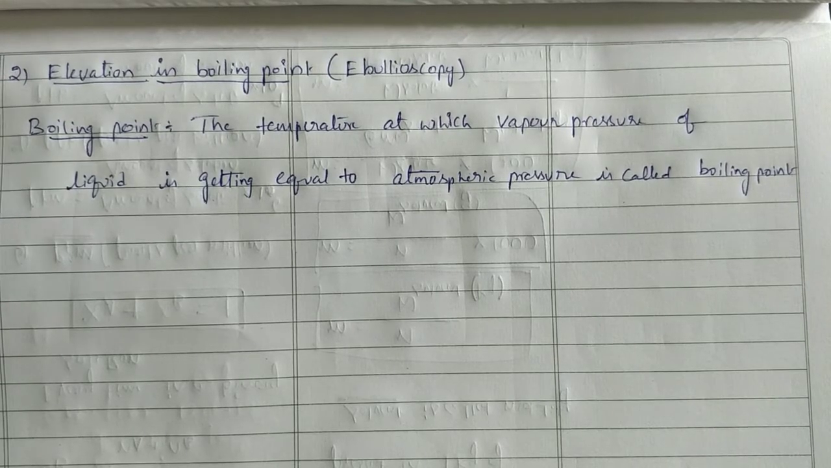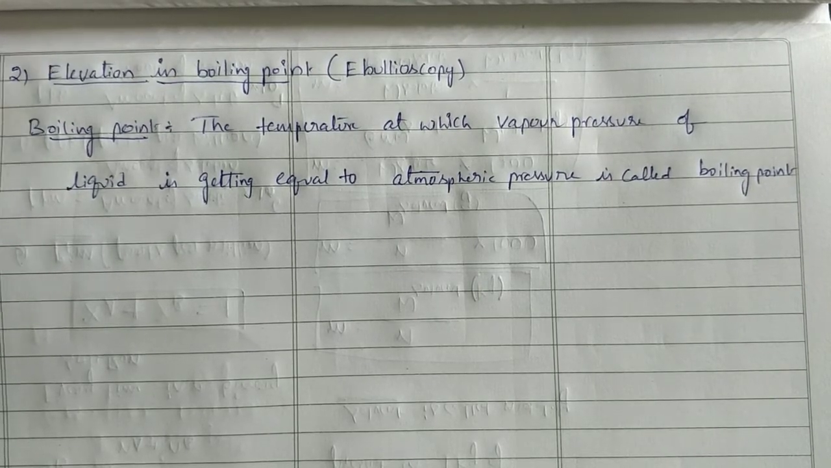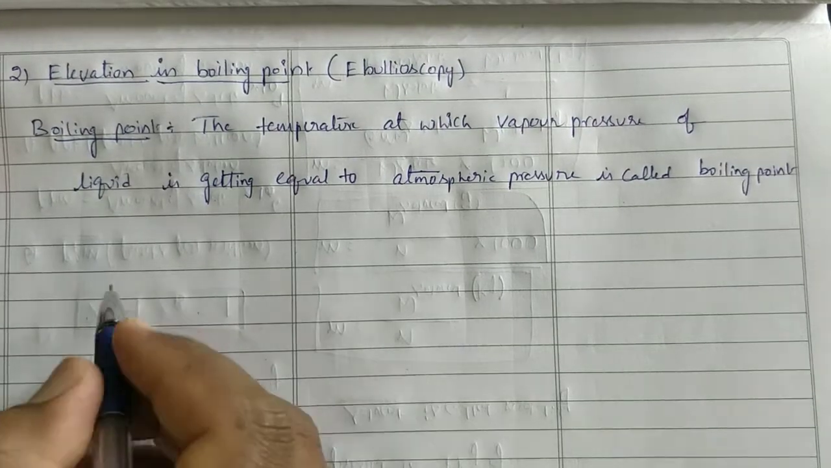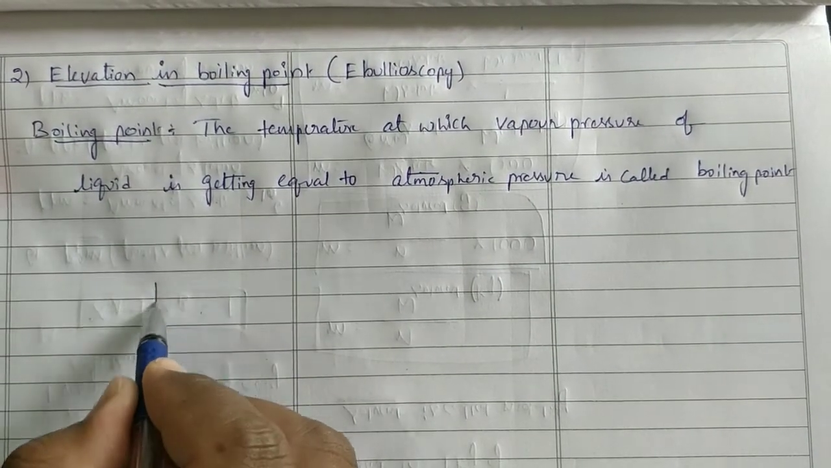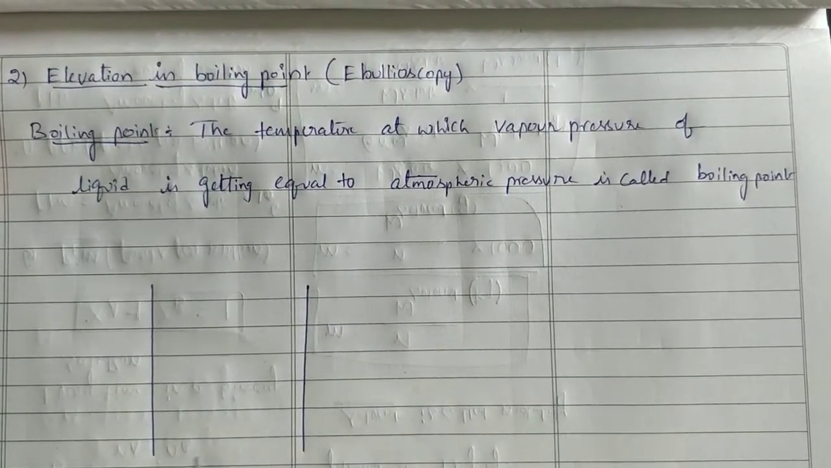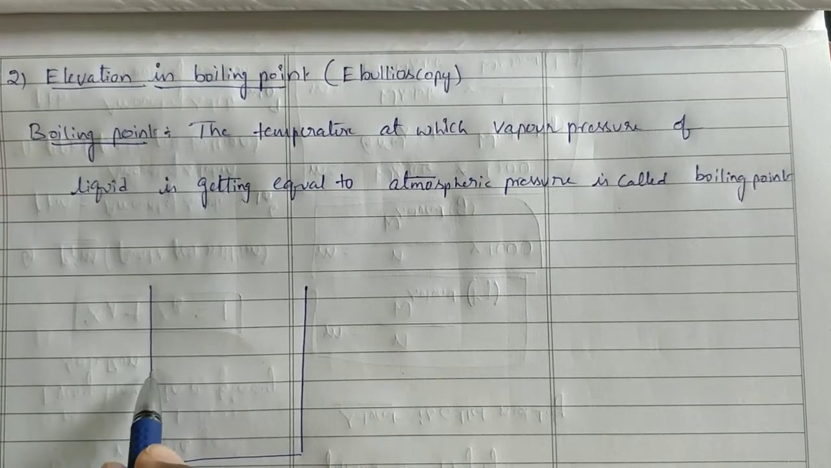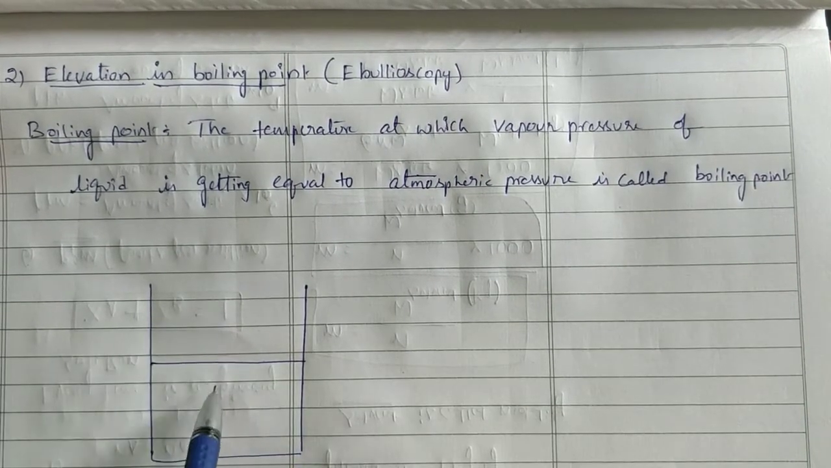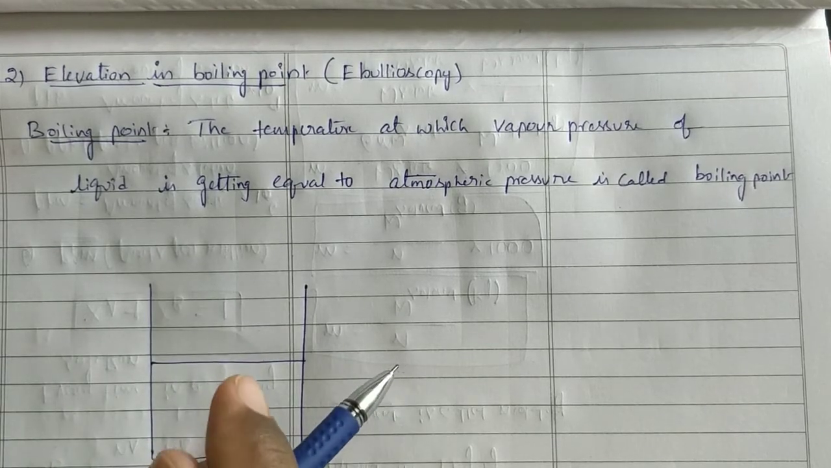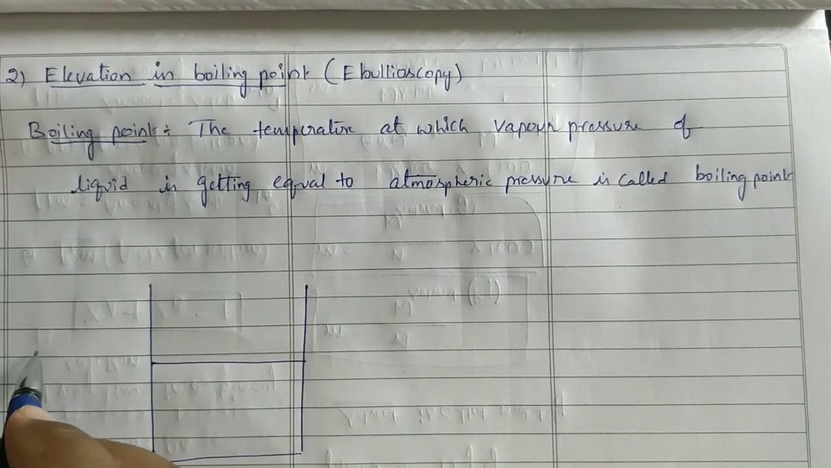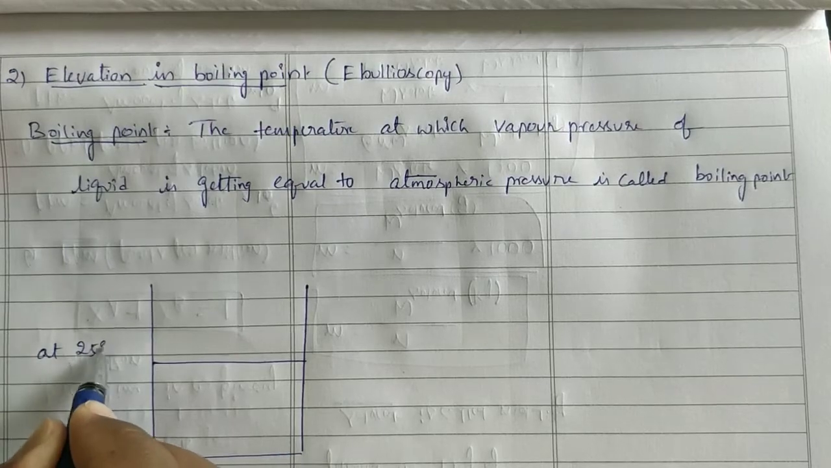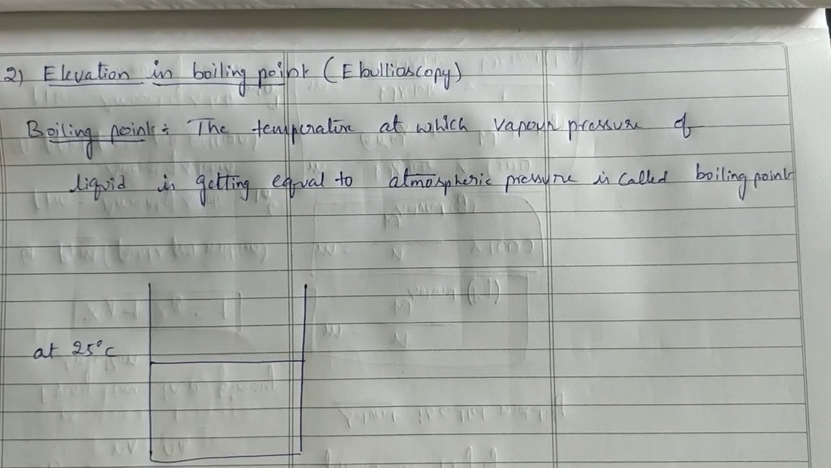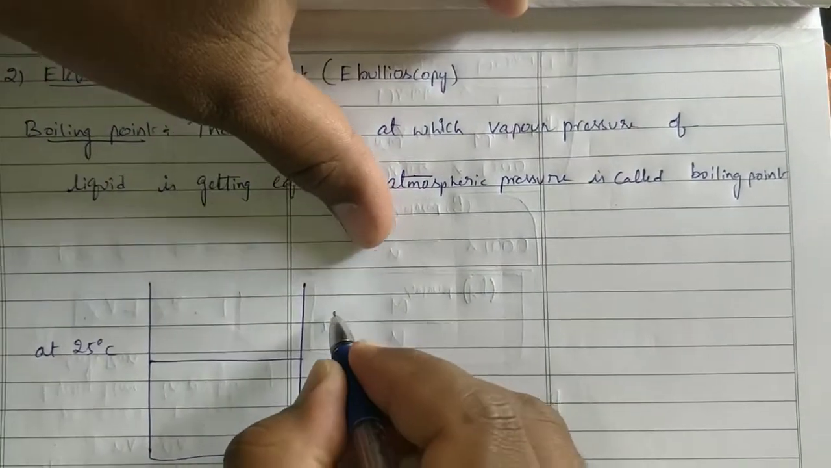Now I am going to explain the definition of this boiling point in a clear way. Okay, let us consider a beaker of water at time t = 0. This water is not converted to gas state. This one I am going to explain at 25 degrees centigrade.